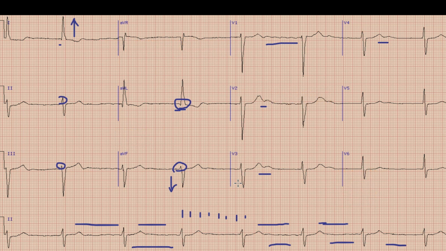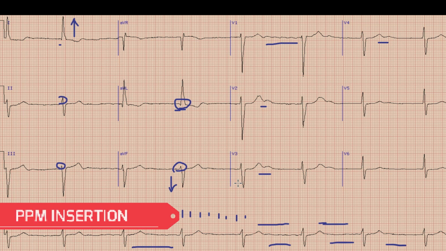Now, in such cases, what should be the treatment? First of all, we will try to find out the reversible causes and treat them. For example, if the patient is on a rate-limiting drug, we should stop it. But if we do not find any reversible causes, then the option would be a permanent pacemaker, as the patient is having complete heart block.